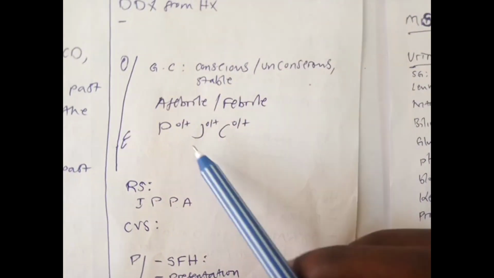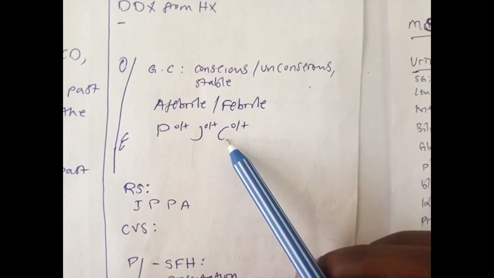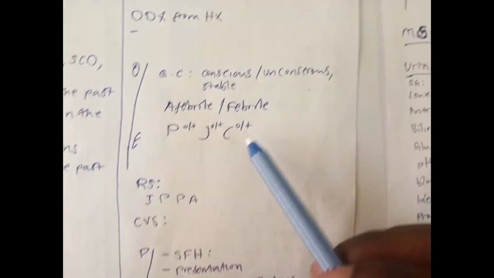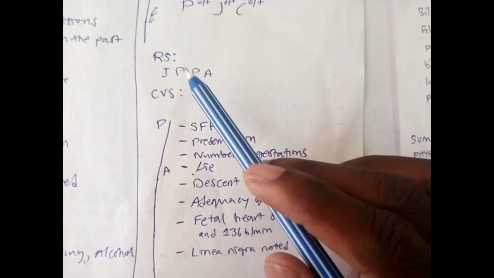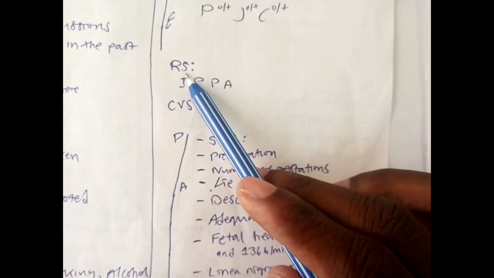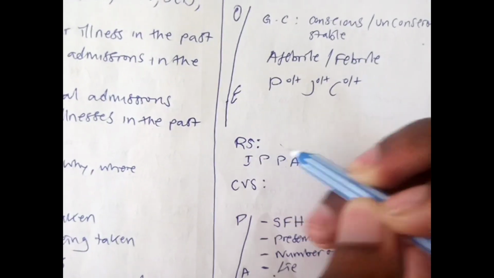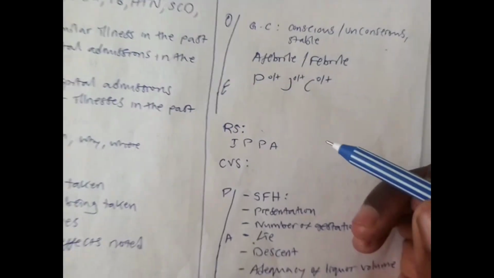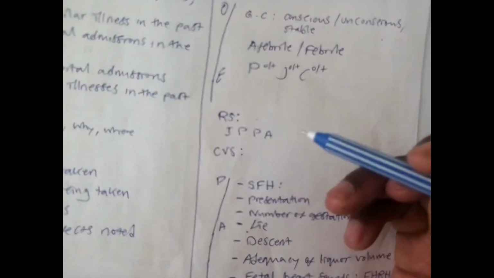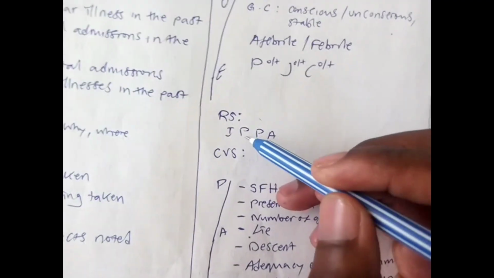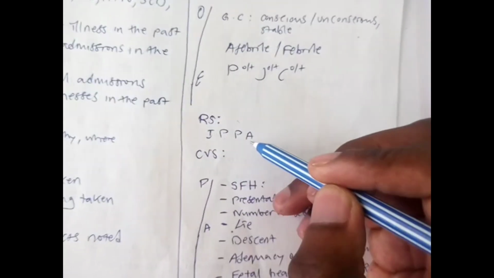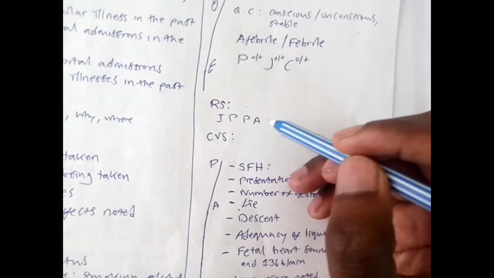Is the patient afebrile or febrile? Check for pallor, jaundice, cyanosis. Then your respiratory system. When you do the examination, most people find they write "normal," but that is only after you actually examine: on inspection, palpation, percussion, or auscultation. Then after you've done it, that's when you can write your findings.